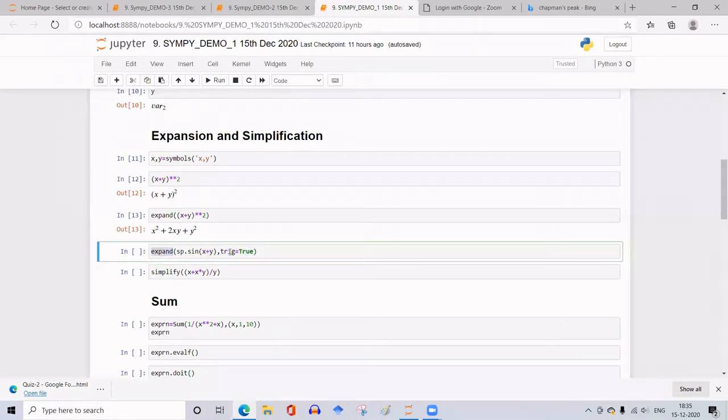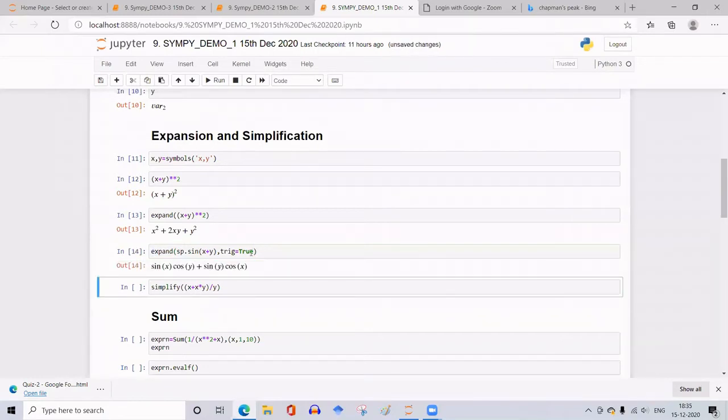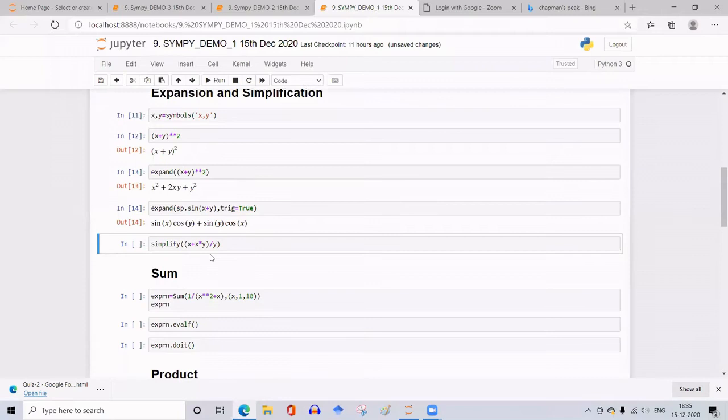So this whole line means: in the expand function, consider whatever I have given here as a trigonometric function. That is done by making trig equal to true, and then take sp dot sine of X plus Y from the SymPy module, then expand it. If I run this, I will get the expansion of sine of X plus Y, which is sine X cos Y plus sine Y cos X. So that is how to expand trigonometric functions or any other expressions.